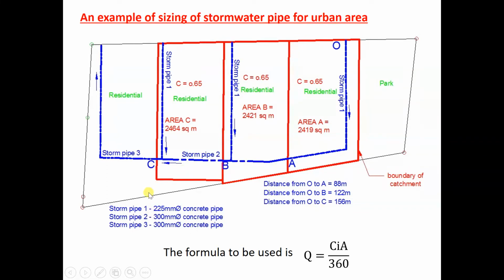For stormwater pipes, this is actually the outcome, after we go through the calculation we can get this value. Later on we see that stormwater pipe 1 is a 225 mm diameter concrete pipe. Pipe 2, from B to C, we find is a 300 millimeter diameter concrete pipe, and from C onwards, this stormwater pipe is also 300. So we're going to use this formula and look at how we can get this answer.